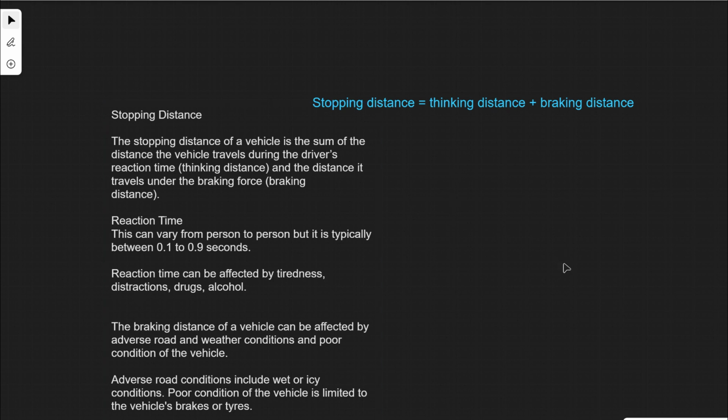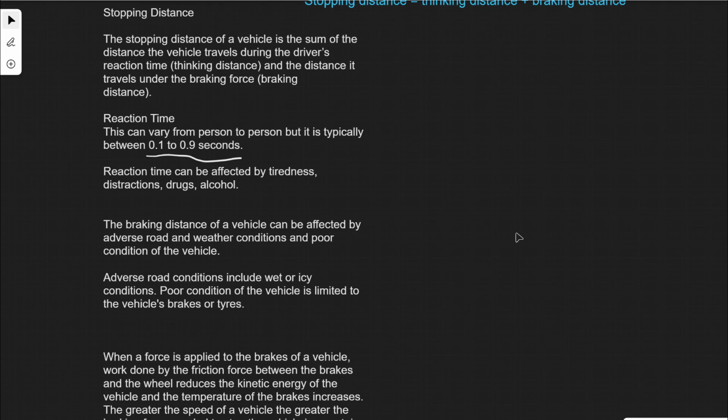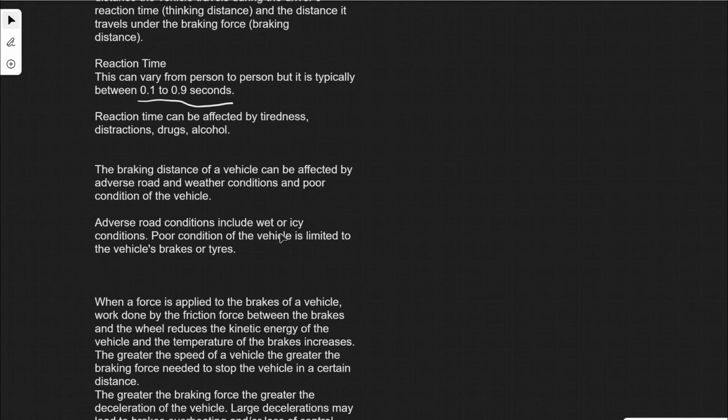Now, your reaction time can vary from person to person, but if you're asked to estimate it, a value between 0.1 and 0.9 will typically be fine. Factors that can affect your reaction time are tiredness, distractions, drugs, and alcohol. The braking distance of a vehicle, on the other hand, can be affected by adverse road and weather conditions, or just poor condition of the vehicle. So things can include wet or icy conditions, or poor condition of the vehicle will be limited to the brakes or tires.